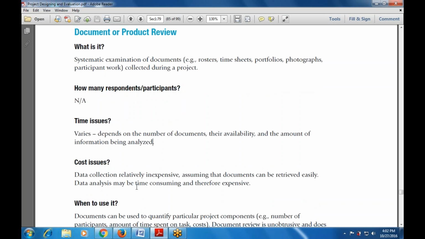This is relatively inexpensive, assuming that documents can be retrieved very easily, but data analysis may be time consuming and therefore it can be expensive. So sometimes it is time consuming, sometimes it is expensive, to take the documents that can be retrieved very easily. And it may be time consuming and therefore expensive.